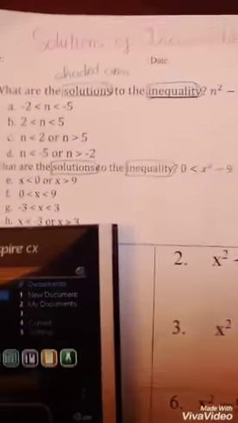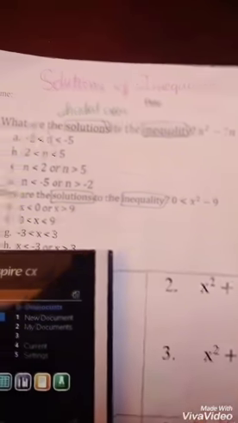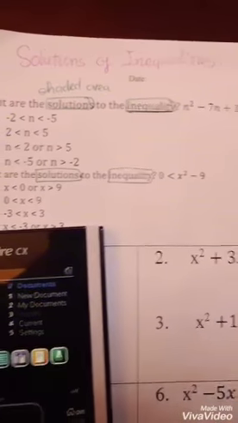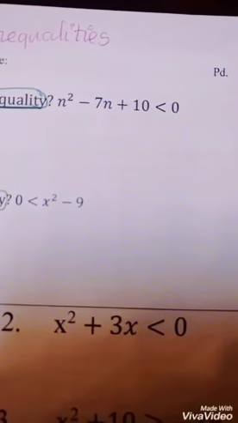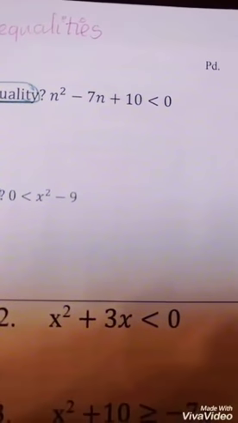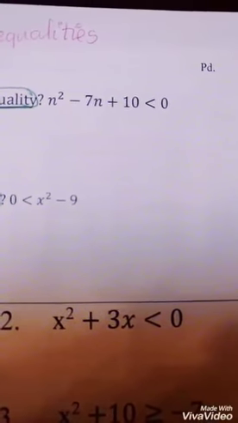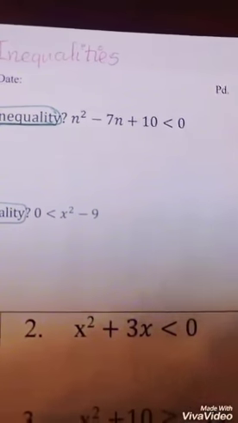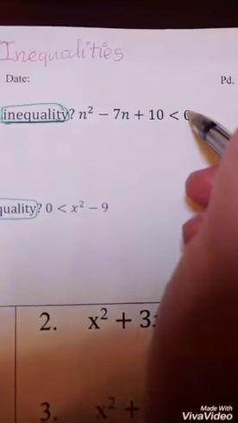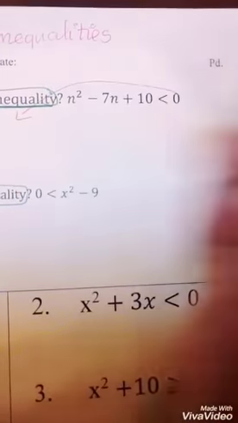Welcome back. We're going to continue with solutions of inequalities, this time with the inequalities ready. So here I have n squared minus 7n plus 10 less than 0. One thing we need to remember is that we cannot graph with the 0 on the right. So the first thing we have to do is move the 0 to the left.